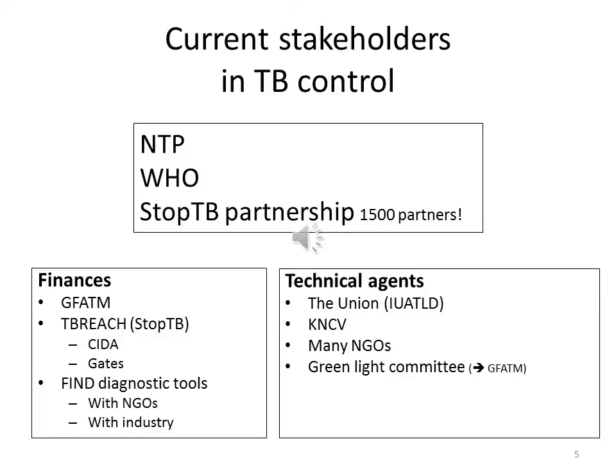The International Union Against Tuberculosis and Lung Disease, or the Union, is an NGO working with tuberculosis for 100 years, and they piloted the DOTS strategy before it was launched. KNCV is an old Dutch organization working all over the world with technical assistance for tuberculosis programs. The Green Light Committee is a technical group of experts reviewing applications to the Global Fund for second-line tuberculosis drugs.